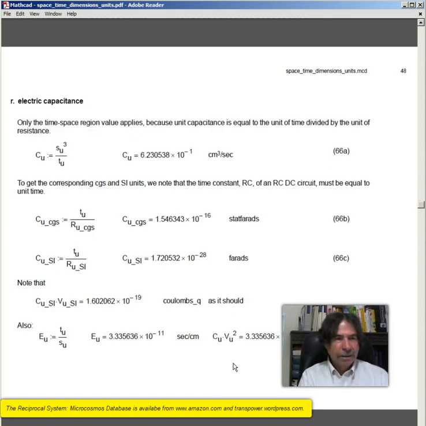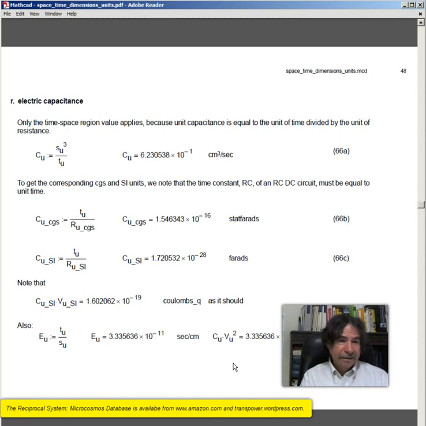Electric capacitance. Only the time-space region value applies because unit capacitance is equal to the unit of time divided by the unit of resistance. So we get 6.23053 times 10 to the centimeter cubed per second. Now notice that that is S sub u cubed over T, so it's the dimensions of a source or a sink, which makes sense. A capacitor is a source or a sink for electrons. To get the corresponding CGS and SI units, we note that the time constant RC with an RC-DC circuit must be equal to unit time.